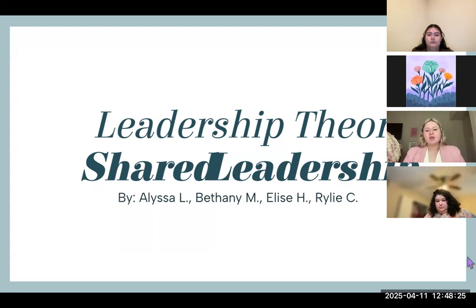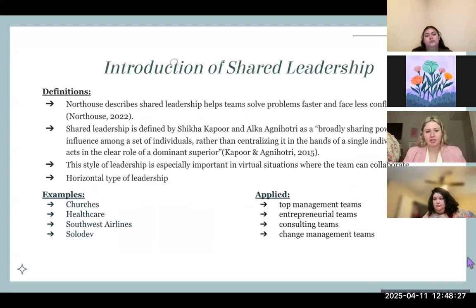This is our introduction to our shared leadership model. Northouse describes shared leadership, how it helps solve problems in a faster way and helps face less conflict. This is our textbook, and it allows us to understand the way of shared leadership and how it can contribute to our workforce and also our daily lives.